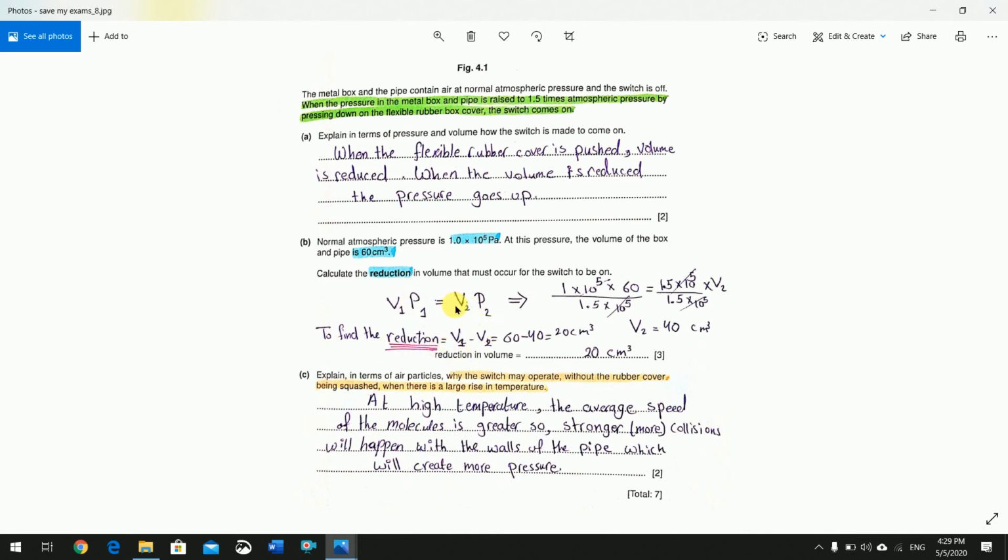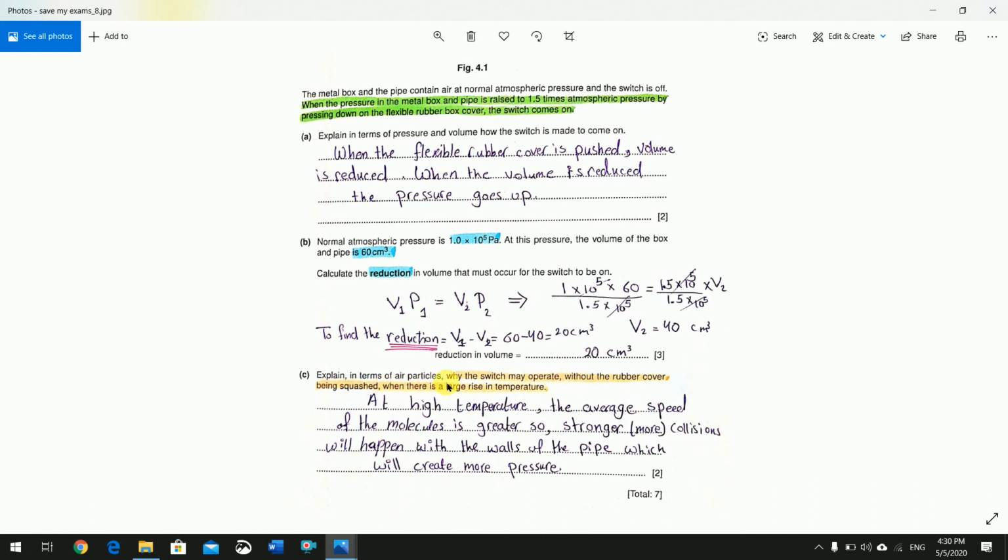So P1 V1 equals P2 V2. P1 is the initial pressure, and V1 is the initial volume. The initial pressure times the initial volume equals the second pressure, which as we said in the question is 1.5 times the original, so 1.5 times 1 times 10 to the power of 5, times V2, which I want to find. So eventually V2 is 40 centimeters cubed. So how much is the change between 60 and 40? This is what we're looking for, the reduction, which is 20 centimeters cubed.